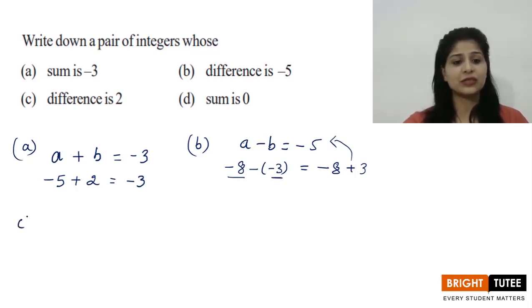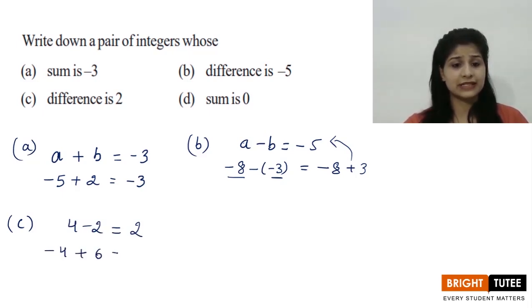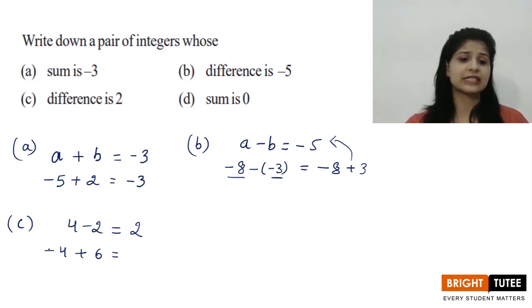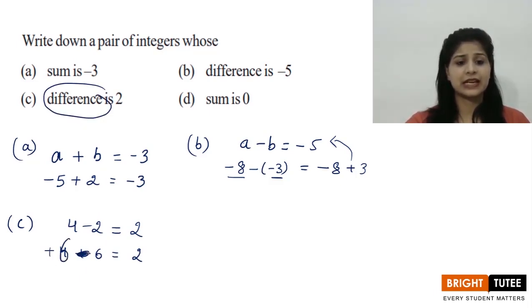Similarly, you have to tell two integers whose difference is just 2. It is very easy. You can take 4 minus 2, that will give you 2. You can take minus 4 plus 6, okay, so or just 6 minus 4, that will also give you 2. So like this you can give the example, because they are asking for difference, so we will write it in this way, plus 6 and minus 4. We'll write down the difference. So difference of 18 and 16, like this you can write many. There are so many integers that we can take up.